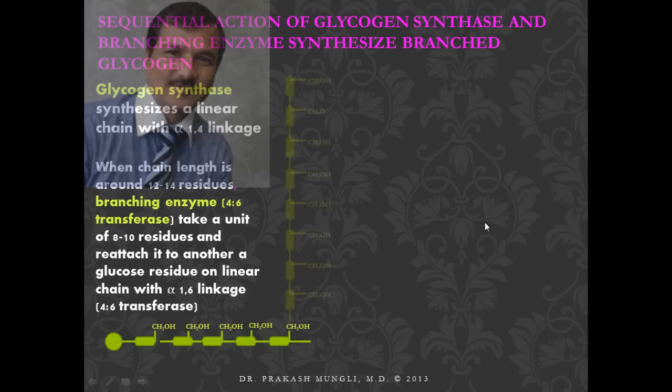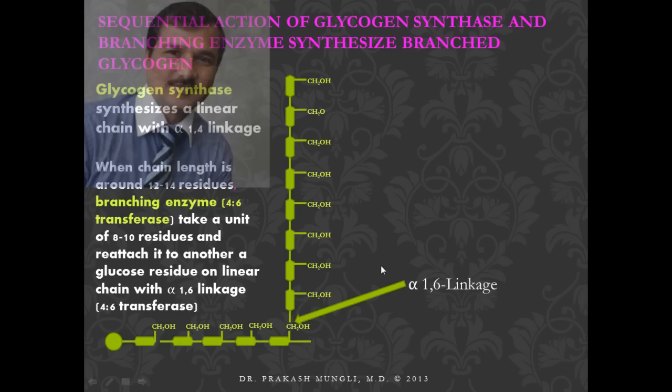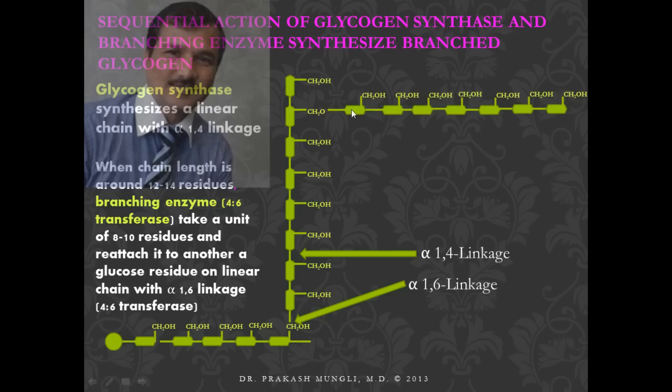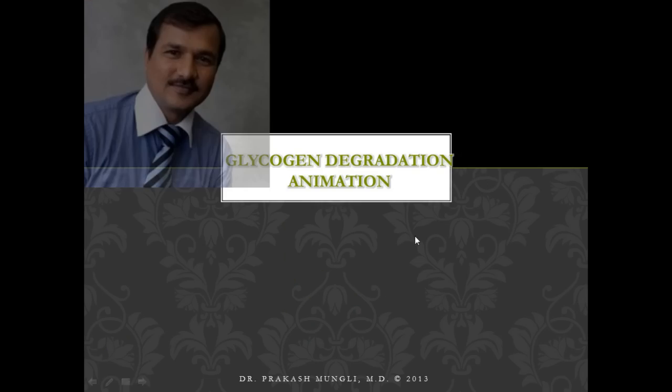So this is how the branching process will go on. See, this is the one branch that is inserted. Later on it is elongated by glycogen synthase enzyme. This is the alpha 1,6 linkage here, and here is the alpha 1,4 linkage. So this is how the branch forms. There is one more branch attached here, and that's again by alpha 1,6 linkage at the branch point. Later it is all alpha 1,4 linkage.